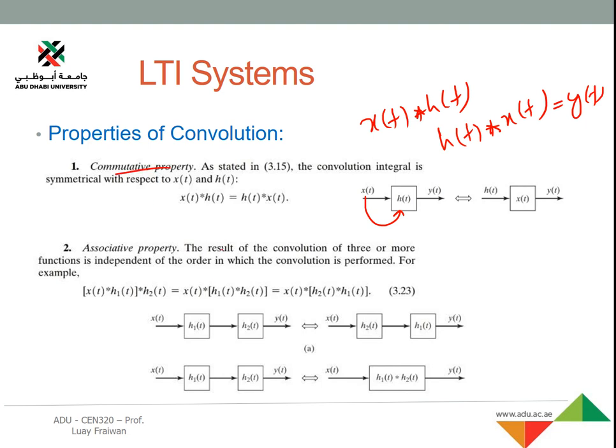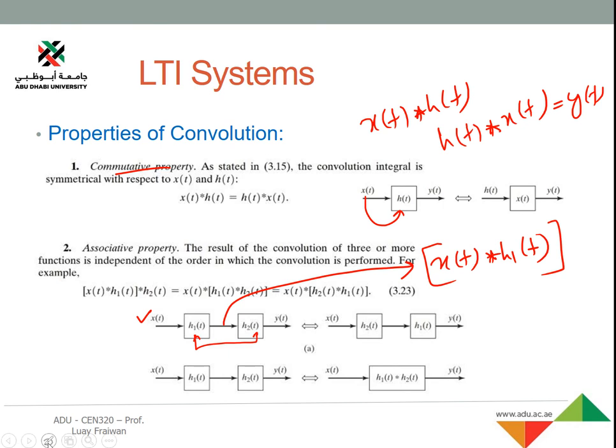The associative property is, for example, we have input x of t and two impulse response systems. One way is that you convolve x of t with h1 of t and you get one output. Then you convolve this output with the second impulse response, so that finally you get y of t. This is one way.